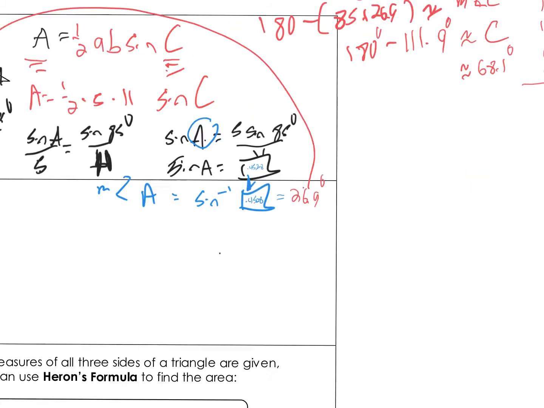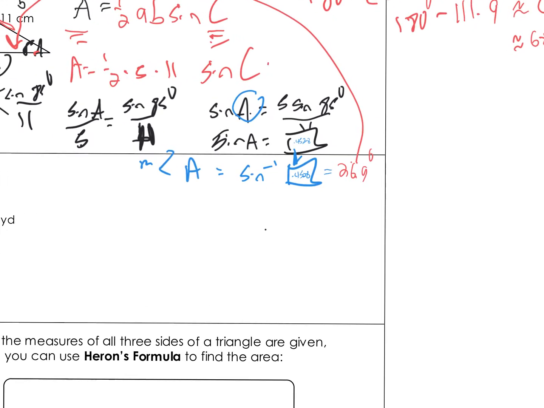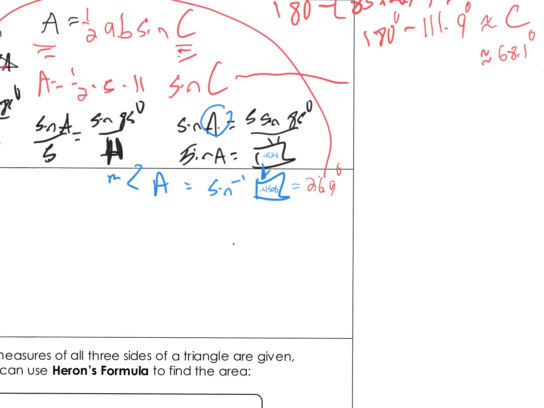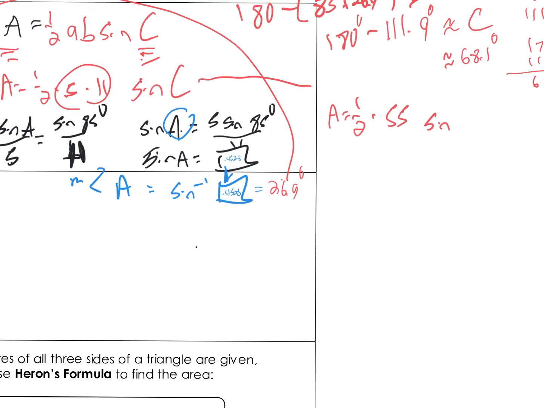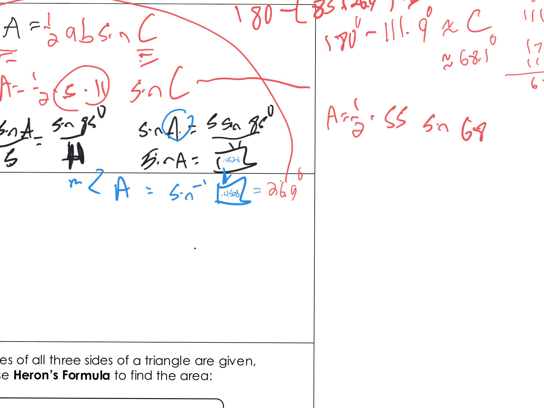So then I go back to that formula that I had right here, and I'm going to say area is 1/2 times 55. That's 11 times 5. Sine of 68.1 degrees. And just type that in, and you tell me what the answer is. I'm not going to go back to my calculator. But you type it in, 1/2 times 55 times sine of 68.